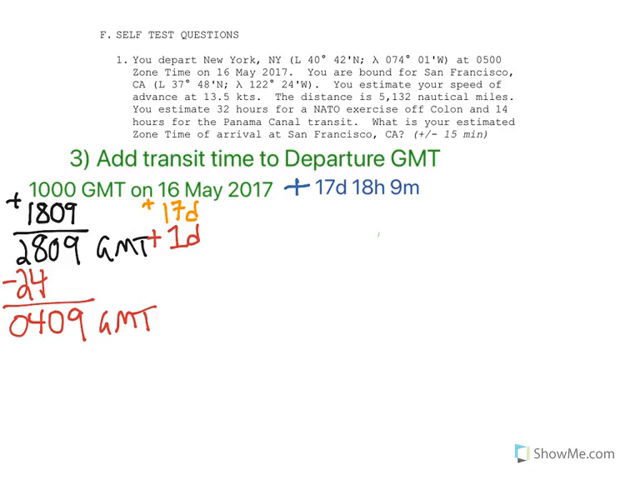Next up, we need to add our days. So we'll add 16 plus 17 plus 1. 6 plus 7 is 13 plus 1 is 14. So there's a 4. We'll carry the 1. So 1 plus 1 plus 1 is 3. So we get 3. So we'll end up arriving on 34 May 2017.